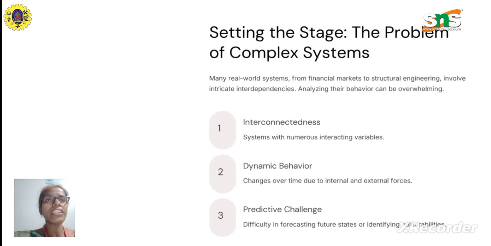The next thing is we are going to set the stage, the problem of complex systems. In many real world systems, from financial markets to structural engineering, which involve interdependencies, analyzing their behavior is going to be overwhelming. There are three things I want you to remember: interconnectedness, the system with numerous interacting variables. The second thing is dynamic behavior, changes over time due to internal and external forces. And the third thing is predictive challenge, which is the difficulty in forecasting the future states or identifying the vulnerabilities.